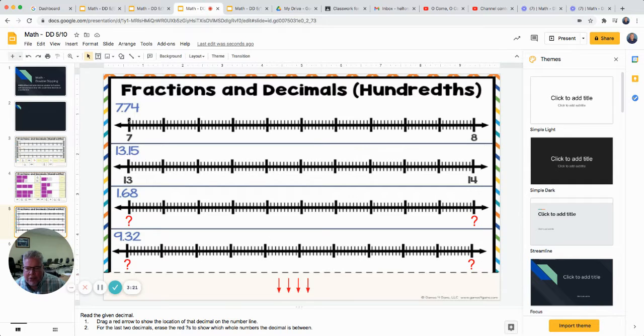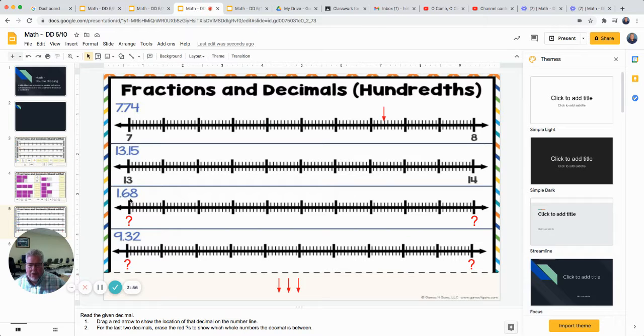Okay. So 7 and 74 hundredths. So 7, 10 hundredths, 20 hundredths, 30, 40, 50, 60. So here is 7 and 70 hundredths, 71, 72, 73, 74. So we take one of these arrows, 1, 2, 3, 4. That's where 7 and 74 hundredths would be. Right there, okay? So do 13 and 15 hundredths the same way.